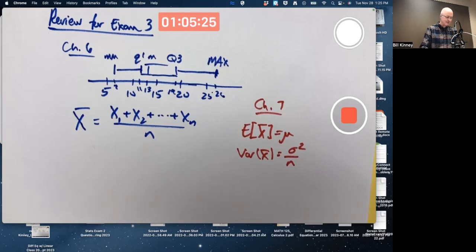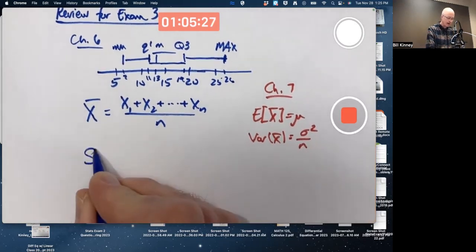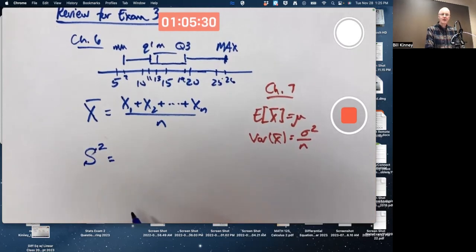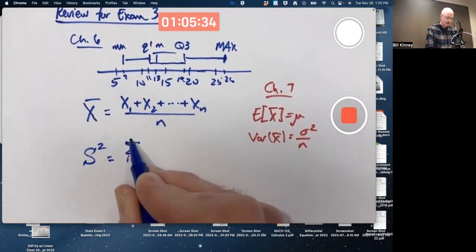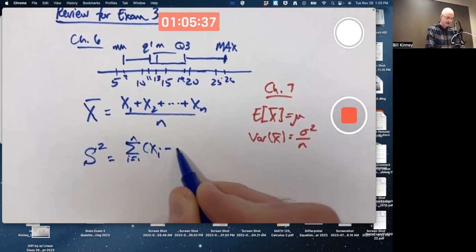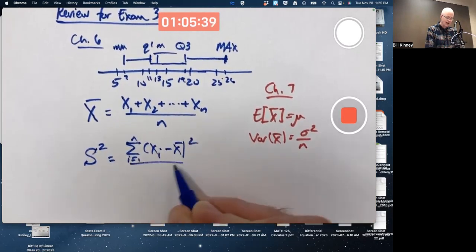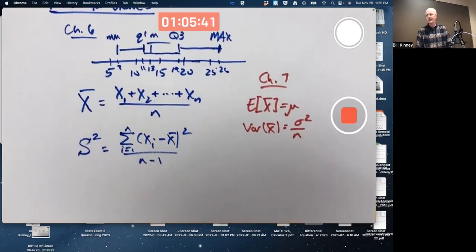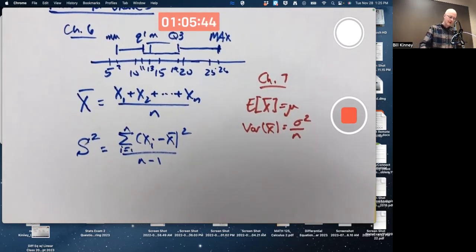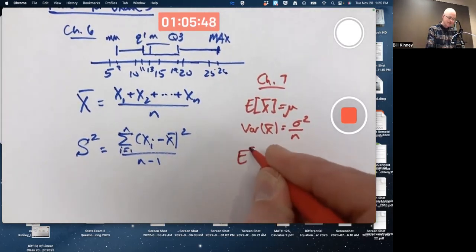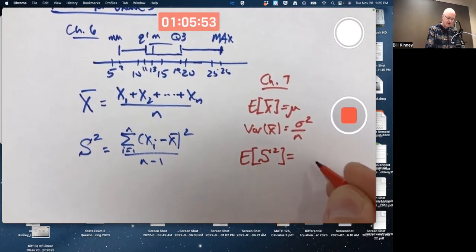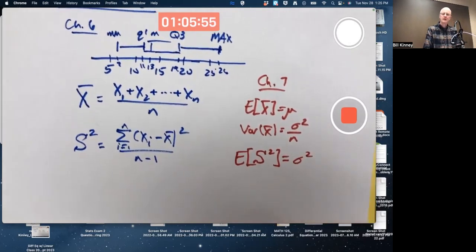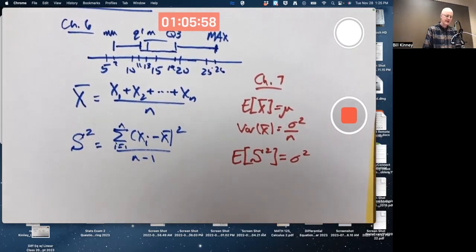We also have the sample variance, capital S squared: the summation of (capital Xi minus capital X bar) squared over n minus 1, because we lost a degree of freedom. Don't worry about what that means; it's technical. It is unbiased. The expected value of S squared does equal sigma squared. The mean of the variance is the variance.